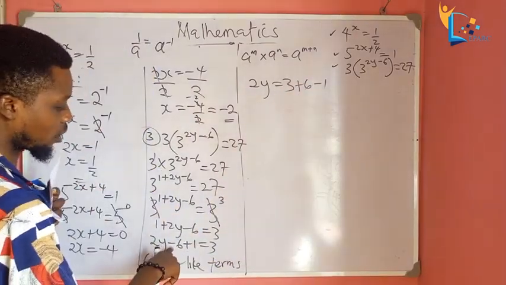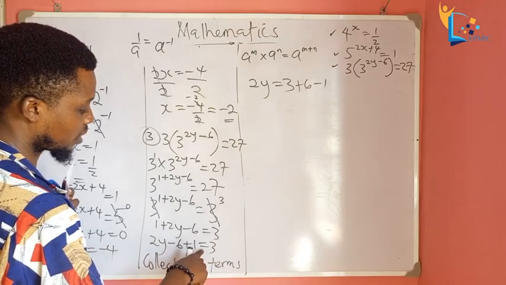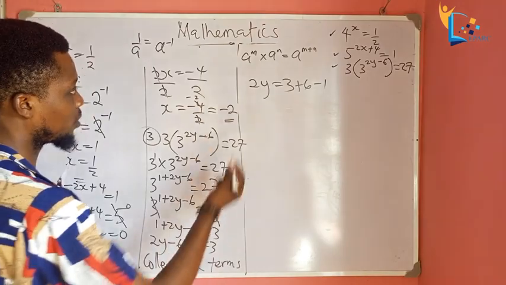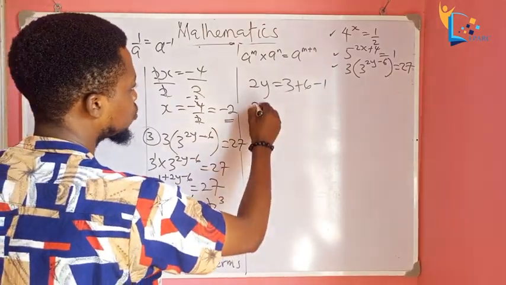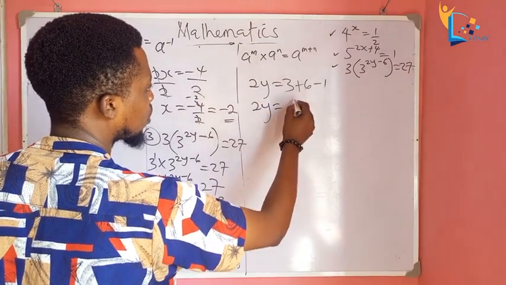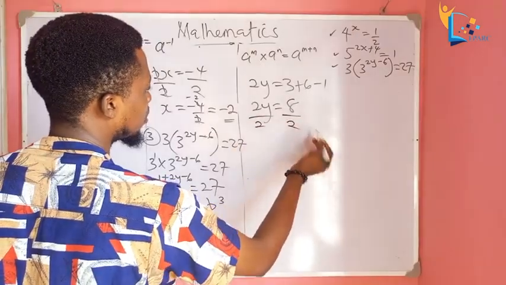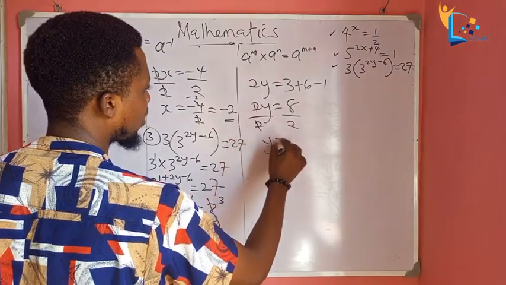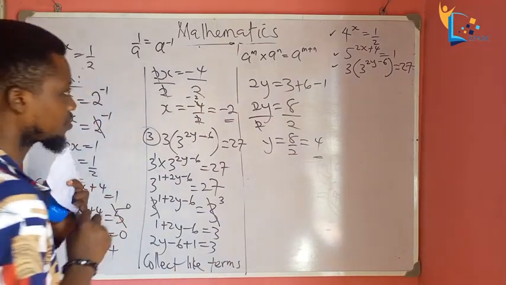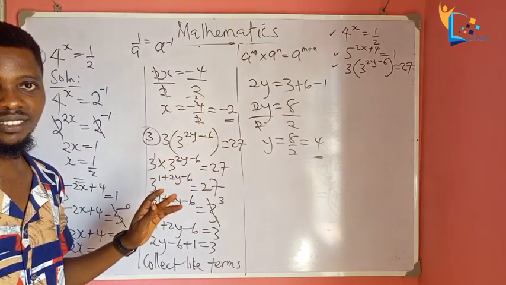Remember, when a number with the minus sign is crossing the equality sign, it changes to plus. When the plus is crossing over, it changes to minus. That's what we have here. So 2y equal to 3 plus 6 is 9, 9 minus 1 is 8. So divide both sides by 2. So you have y equal to 8 over 2, which is equal to 4. So this is how you solve for indices.